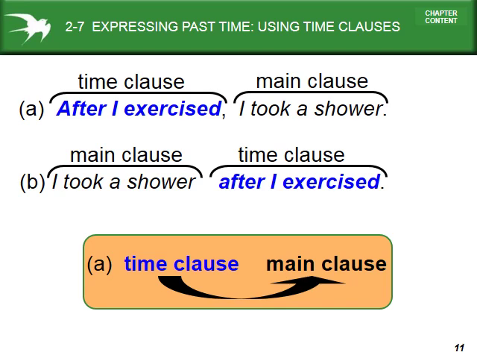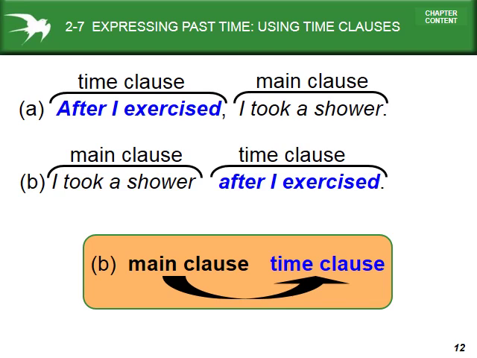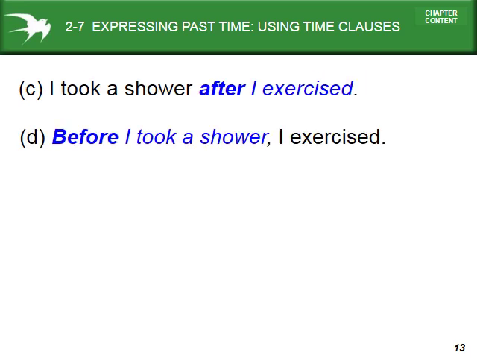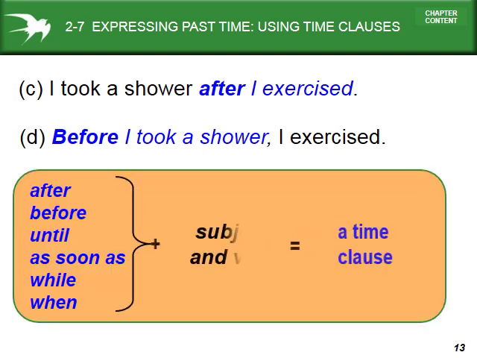Now you'll see that in A and B, it's the same words. They're just written in a different order. The thing that you should pay attention to is the comma. In A, when we have the time clause first, we use a comma. In B, when we have the time clause second, we don't use a comma. So here's a couple more examples. I took a shower after I exercised. Before I took a shower, I exercised.